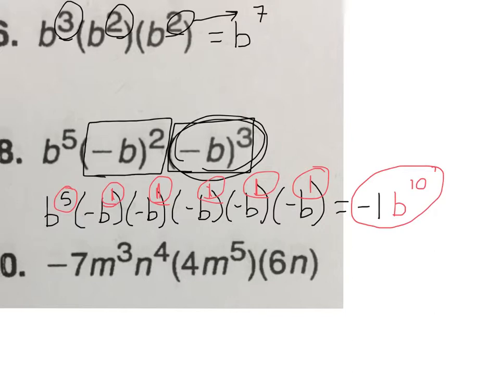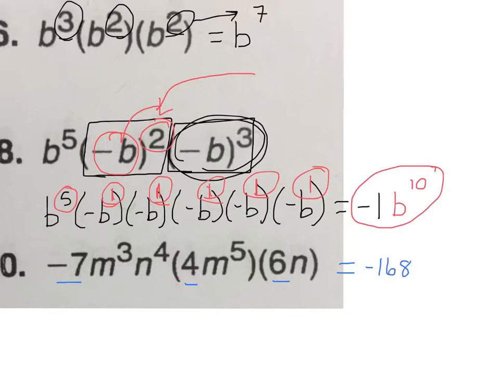Let's look at the next one. Now, you see on this problem, this whole inside was being squared, wasn't it? But on here, this whole inside's not being raised to an exponent, and this whole inside's not being raised to an exponent, so we can just go ahead and multiply these, can't we? Let's multiply the coefficients first. Negative 7 times 4 times 6 is what? Negative what? 168. Negative 168.